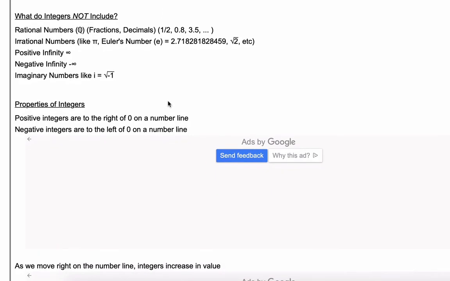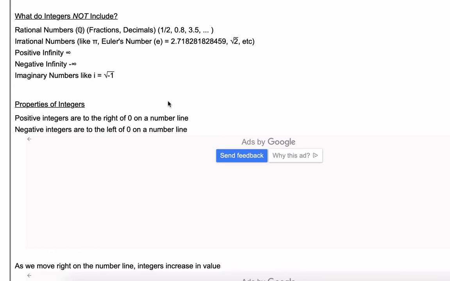What do integers not include? Well, they don't include rational numbers like fractions or decimals. They do not include irrational numbers like pi, Euler's number, square root of 2. They don't include positive infinity. They don't include negative infinity. And they don't include imaginary numbers like i equals the square root of negative 1.